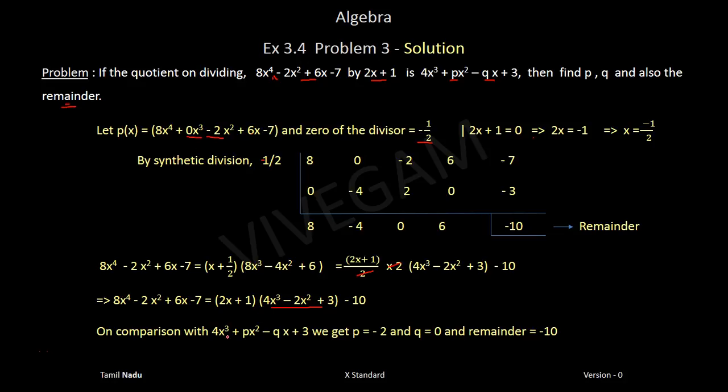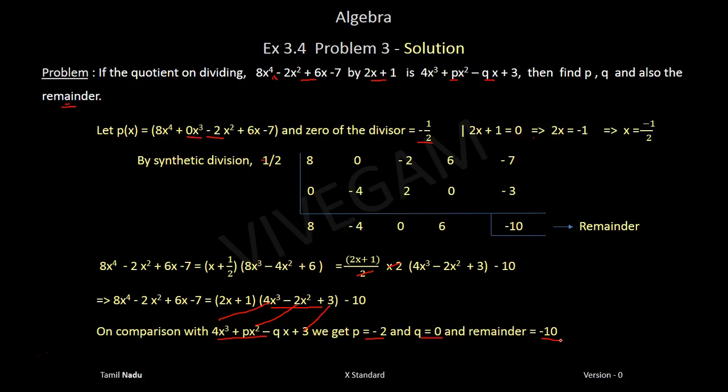Now you compare this with the given quotient. 4 and 4 correspond, and 3 and 3 correspond here. Which means minus 2 equal to p, or p equal to minus 2. And is there any x here? There is 0, so 0x, which means q equal to 0. So we get p equal to minus 2 and q equal to 0, and the remainder is minus 10.